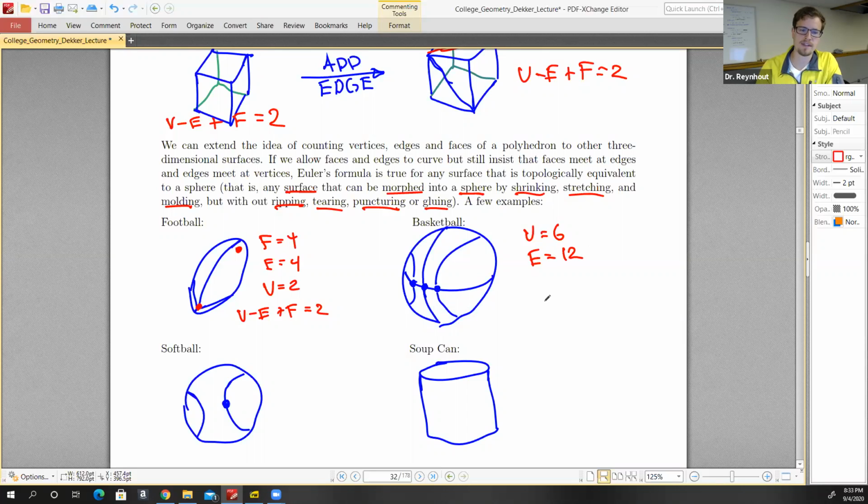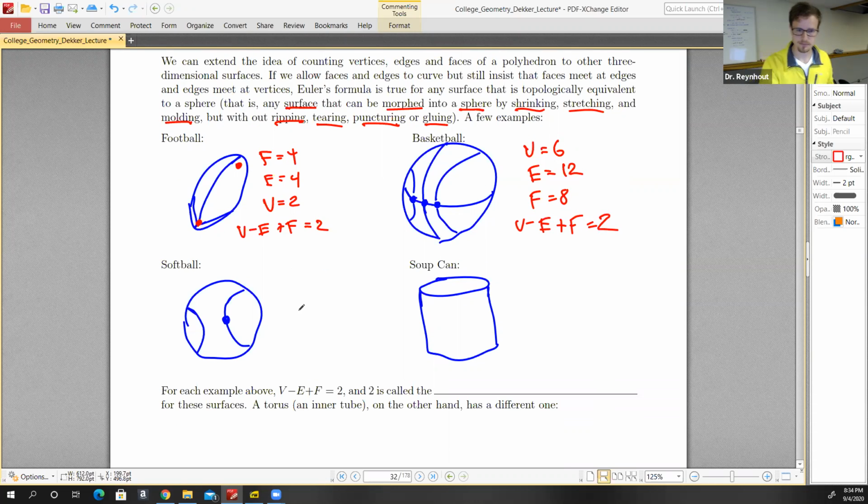12 edges, and then for the faces, there's a face here, face here, face here, face here. So that's 1, 2, 3, 4 faces, and then again 5, 6, 7, 8 faces. So V minus E plus F, 6 minus 12 is a negative 6, plus 8 gives us 2. Every time, every time.